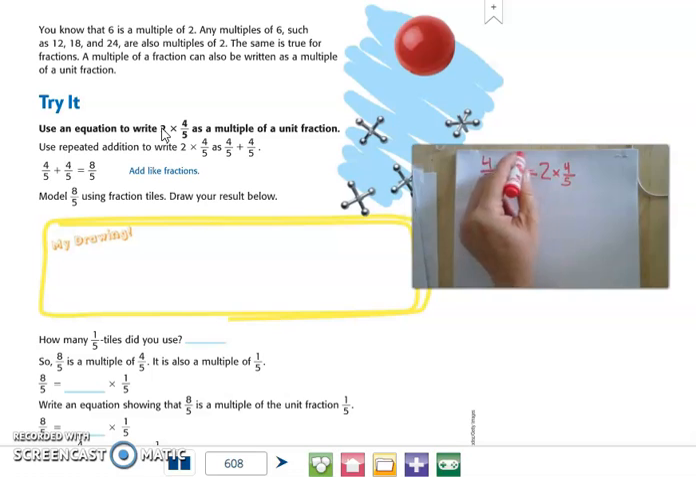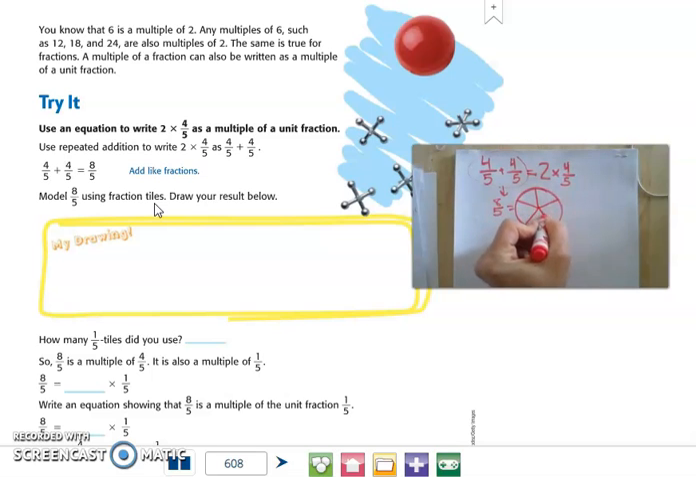And if we were to solve this right here, which is what it's showing me right here, 4/5 plus 4/5 equals 8/5, which is what it's telling me here. It says model 8/5 using fraction tiles. So I'm going to show that here. And this time I'm going to try and draw better neck, arms, and legs to make my person. That makes my fifths a little bit better.